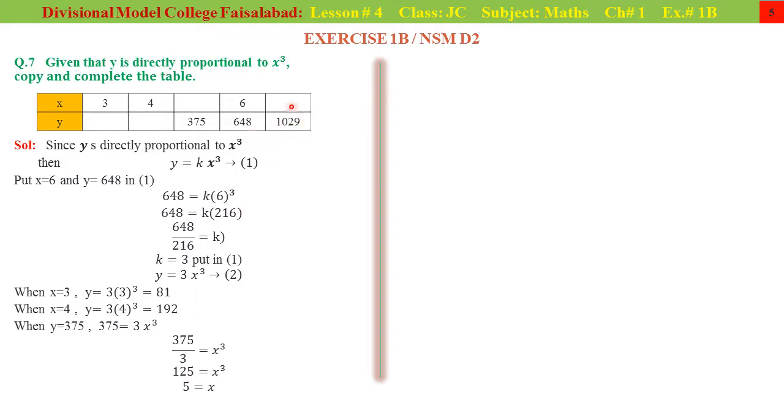Similarly, we will use this value of y to find the value of x. Put y is equal to 1029 in this equation number 2. Dividing 1029 by 3, we get the value of x cubed. Now taking the cube root on both sides, we get the value of x, which is 7. Now we have found the values of y when x is 3 and 4, and values of x when y is 375 and 1029. Putting these values in the respective columns, we complete the table like this.